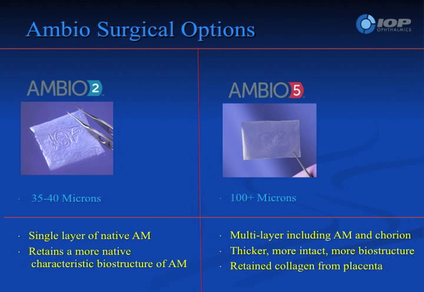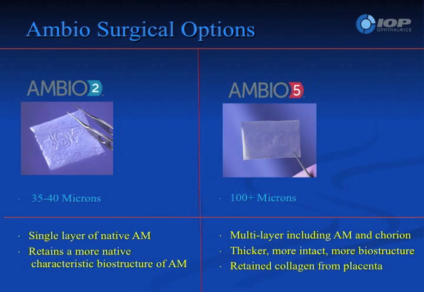The choices that we have available, you heard about them before. I would like to point out different characteristics that are key in its use in clinic and in the surgical room. So we do have the Amnio 2, that it's thin. It's 35 to 40 microns. There is a single layer of native amniotic membrane, and it does retain more of the native characteristics of the biostructure of the amniotic membrane.